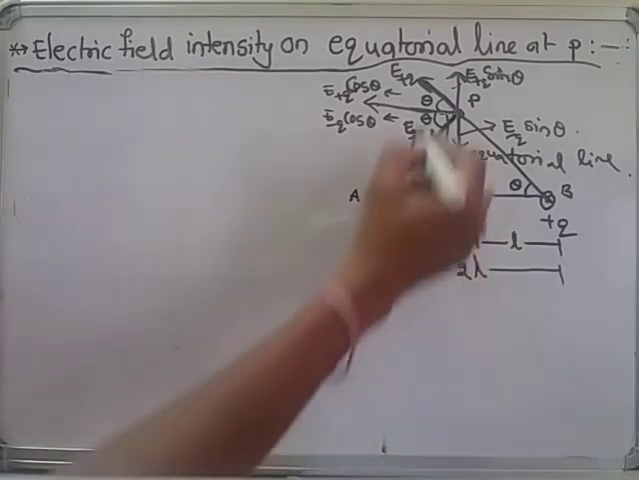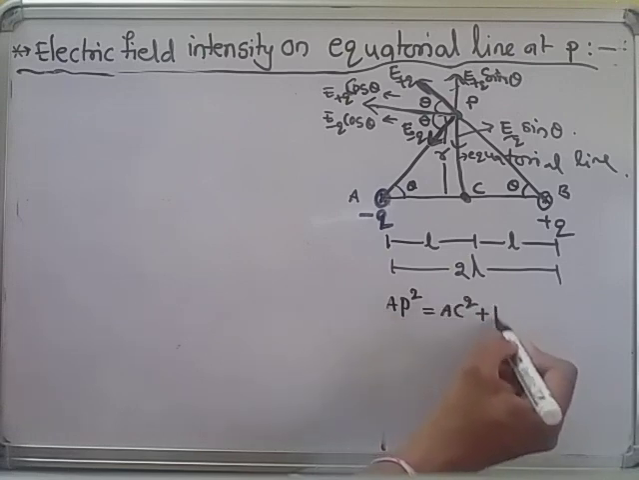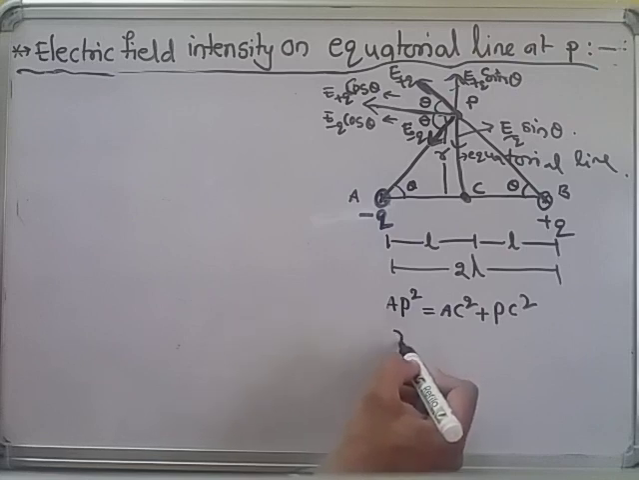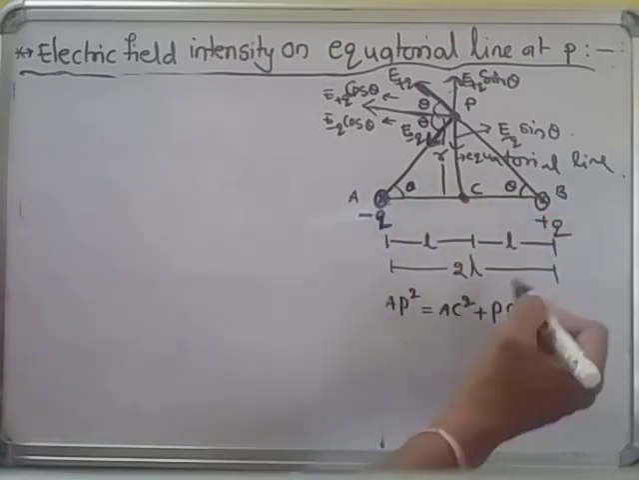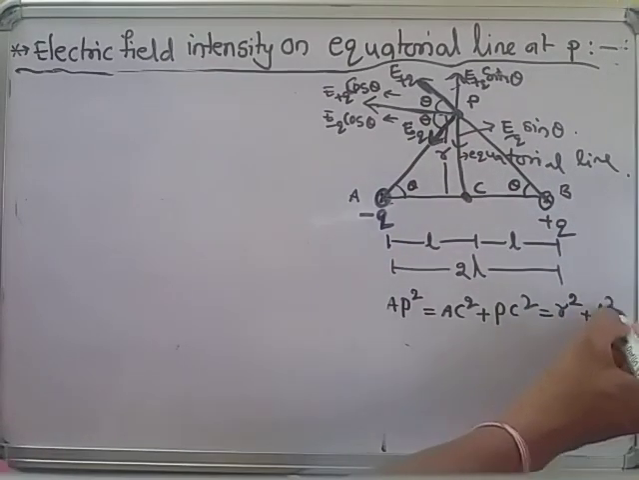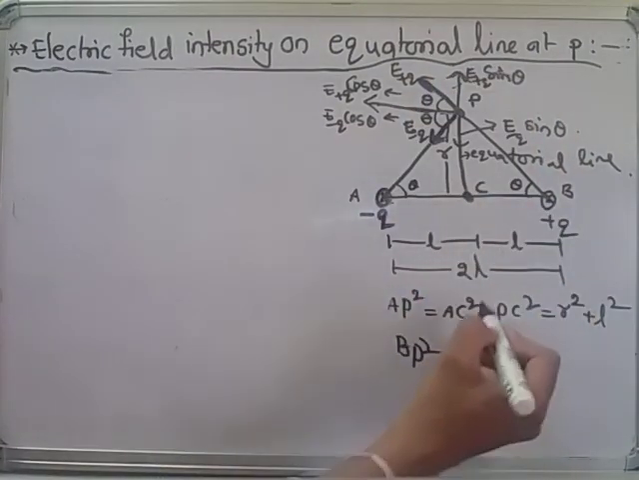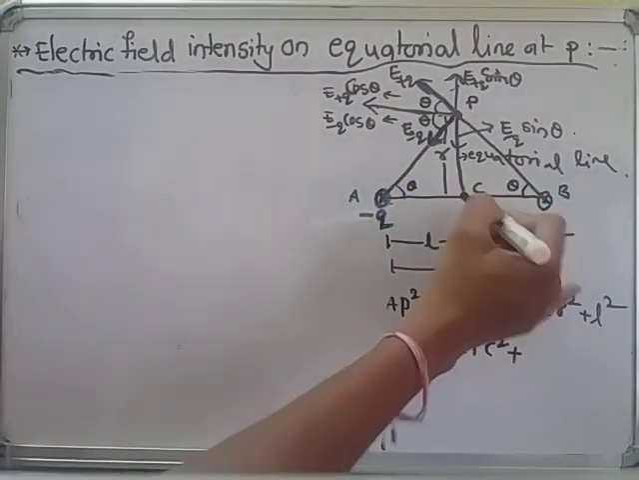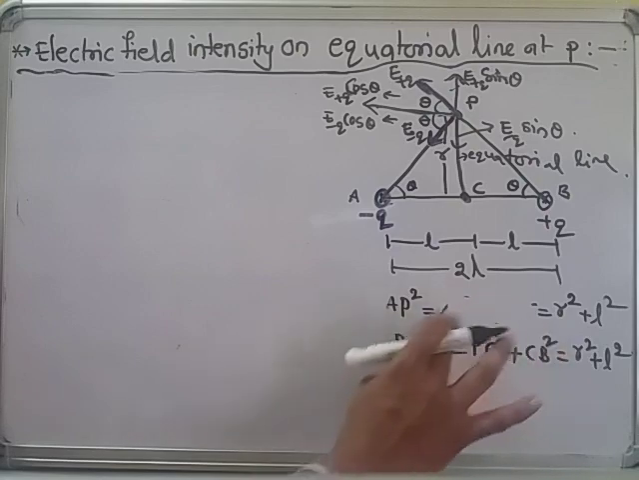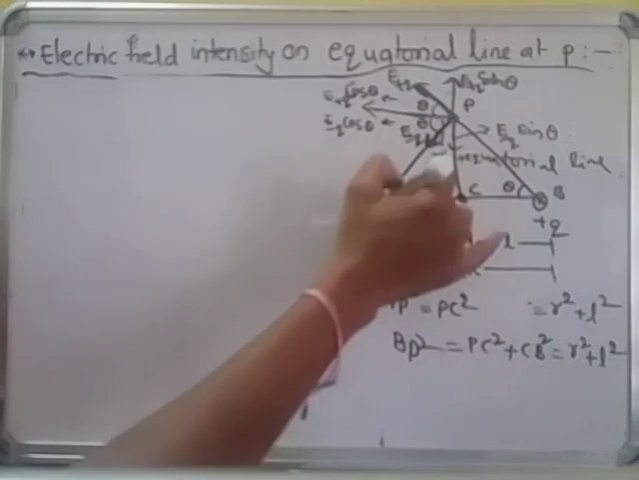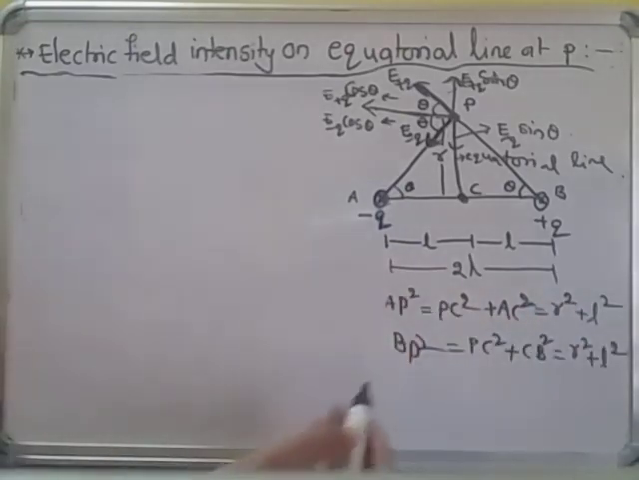Now for that, from the figure we write AP square is equal to AC square plus BC square. That means AP square is the sum. AC square is L square, BC square is R square, that is, R square plus L square. BP square I want, from the figure. This is a right triangle. BP square is equal to PC square plus CB square. Then again PC square is R square plus L square. According to Pythagoras principle, in triangle APC, AP square is equal to PC square plus AC square. PC is R square plus L square. AP square is equal to BP square.